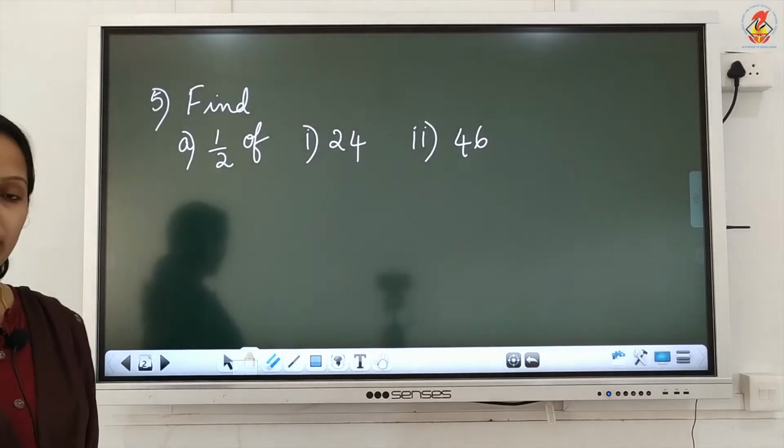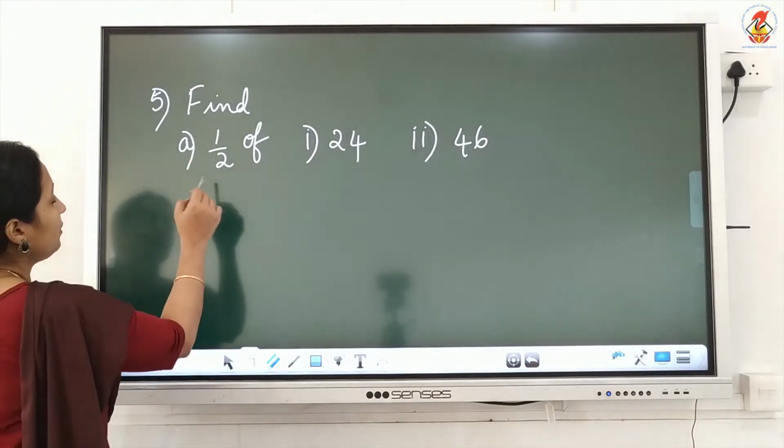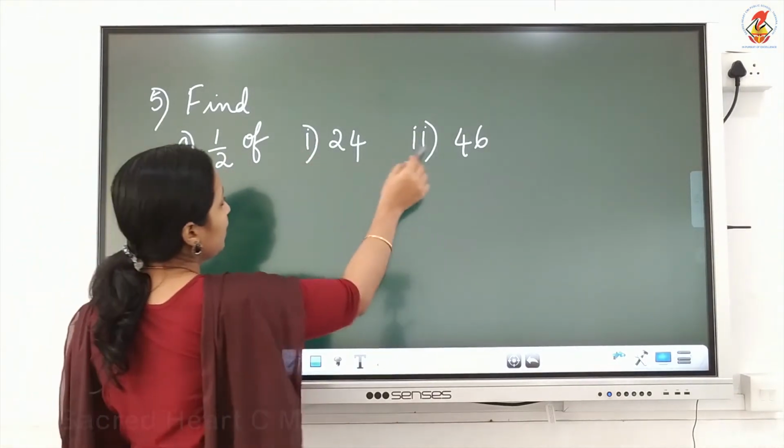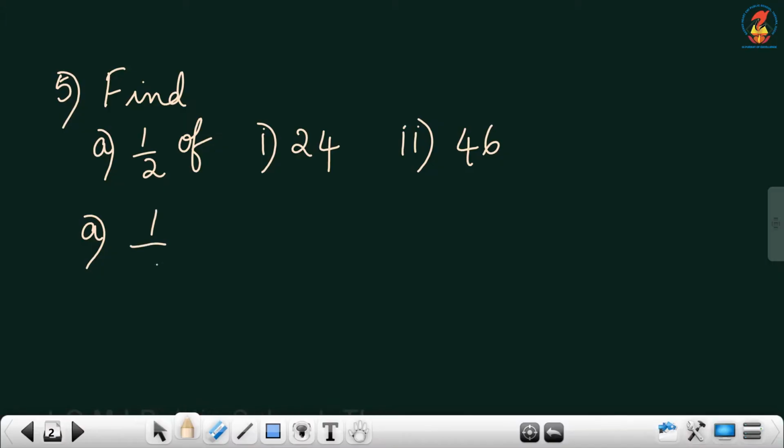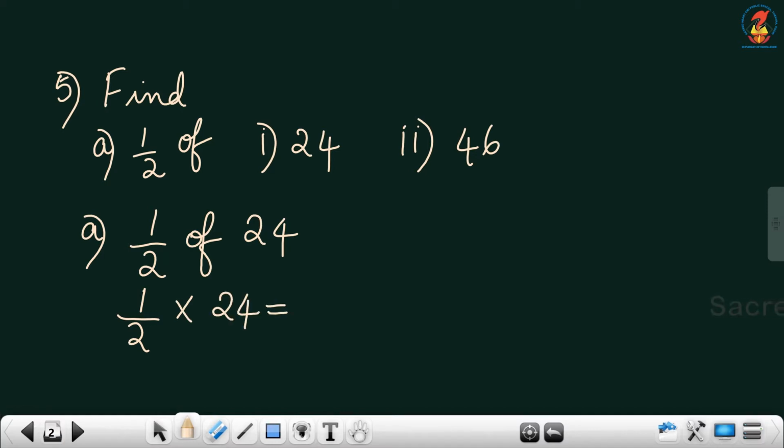Now question number 5, what is question number 5? Find 1 by 2 of, the first question is 24 and the second one is 46. So what is the meaning of 1 by 2 of? First we have to find 1 by 2 of 24. And I already told you, of means what? Of represents multiplication. So 1 by 2 into 24. What is the answer? 1 into 24 is 24 divided by 2. What is the answer? 12.